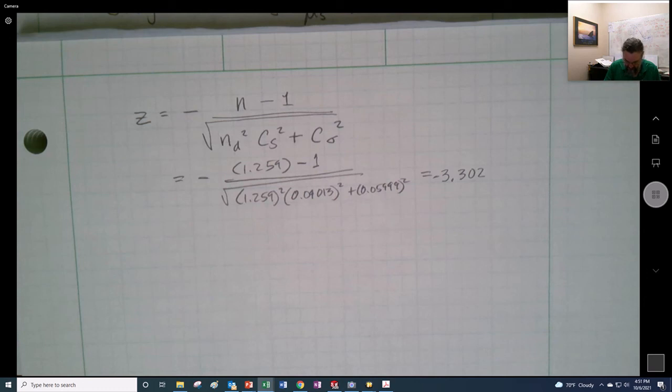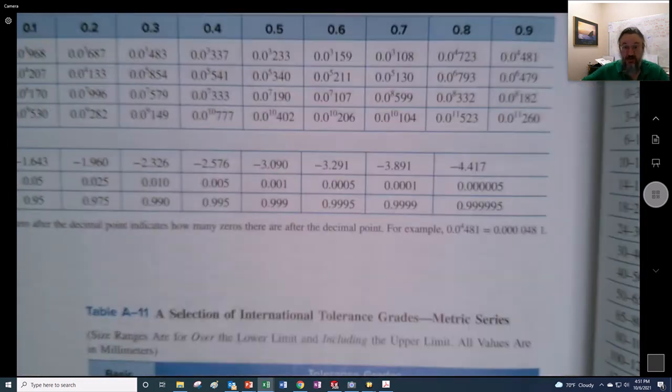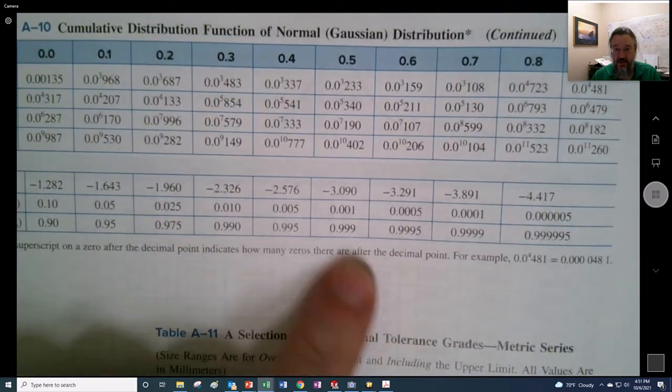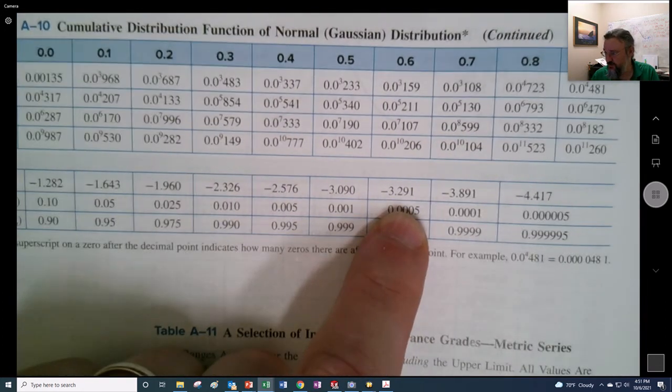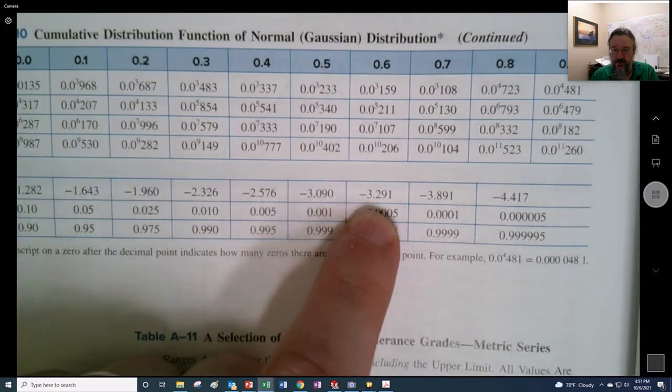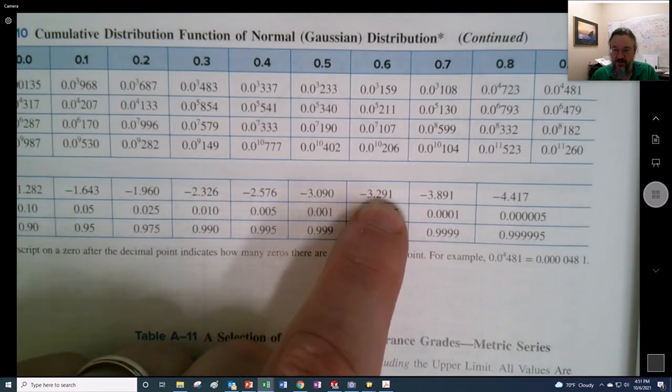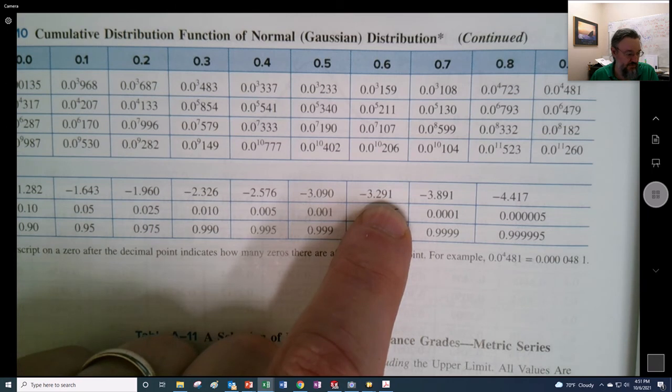Okay, and so we could look that up in our table A10, but chances are we're going to have to interpolate. It's always on this last line, basically. We'd have to find in between here, right? So we have 3.3, so somewhere in between these to find our reliability.